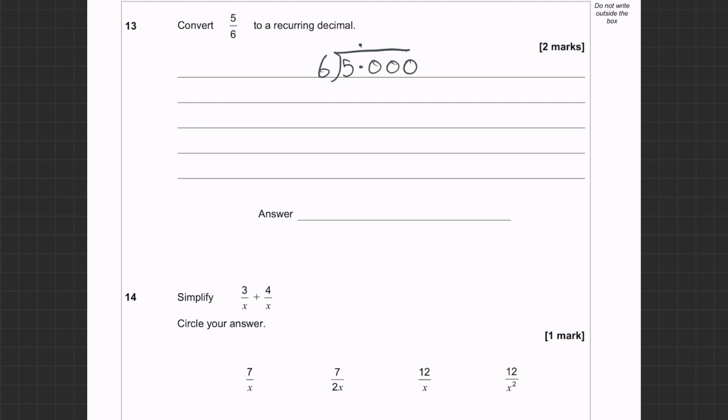Well, 6 goes into 5 0 times, so we cross it out and carry it over. 6 goes into 50 8 times with 2 left over. 6 goes into 20 3 times with 2 left over. And 6 goes into 20 3 times with 2 left over. So you can see here, we're going to have a recurring value, which is 3. So it's going to be 0.83333333333. So our final answer will just be 0.83 recurring. So the decimal place wants to be over that 3.